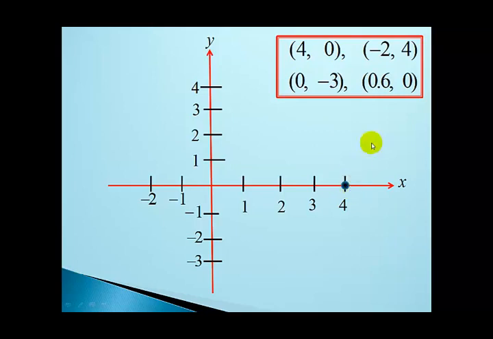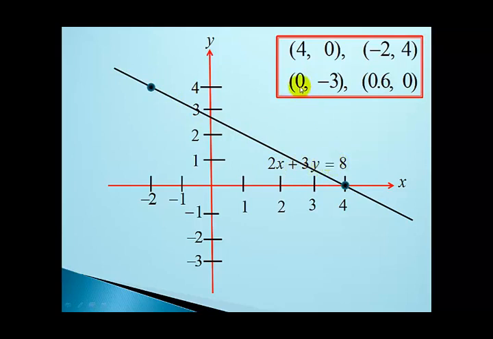Then we also have the point minus 2, 4. Minus 2 on the x and 4 on the y. So this is our second point, that is minus 2, 4. So we now have these 2 points from the first equation. So what we do now is draw a straight line passing through these 2 points. And this is the straight line of the equation 2x plus 3y equals 8.